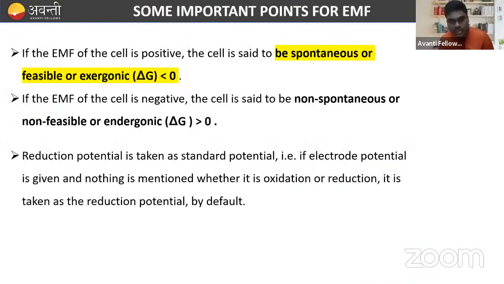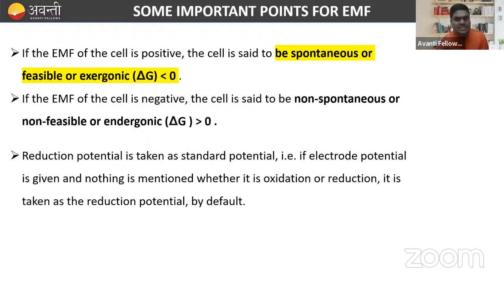Now, some important points for the EMF: if the EMF of the cell is positive, then the cell is said to be spontaneous, feasible, or exergonic. Always remember this. If the EMF of the cell is negative, then the cell is said to be non-spontaneous or non-feasible, or we say endergonic. That is, delta G is greater than 0.